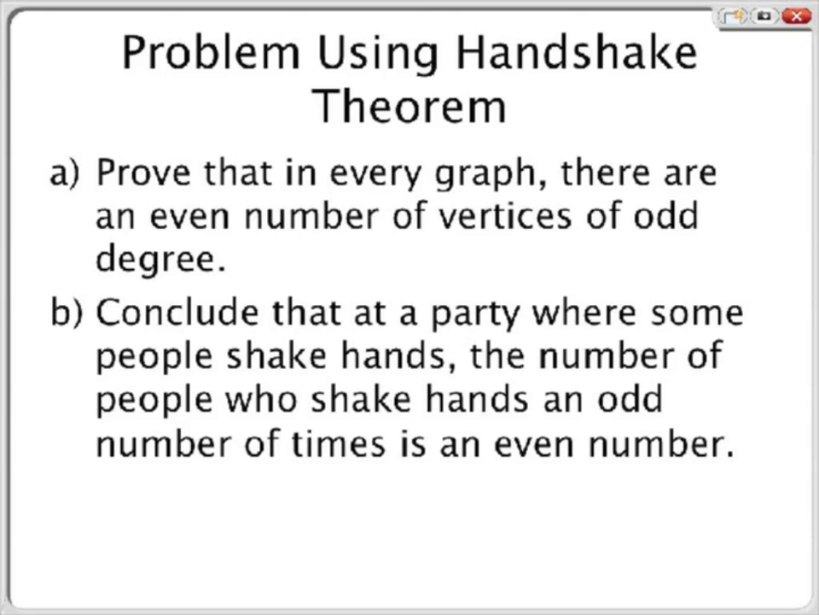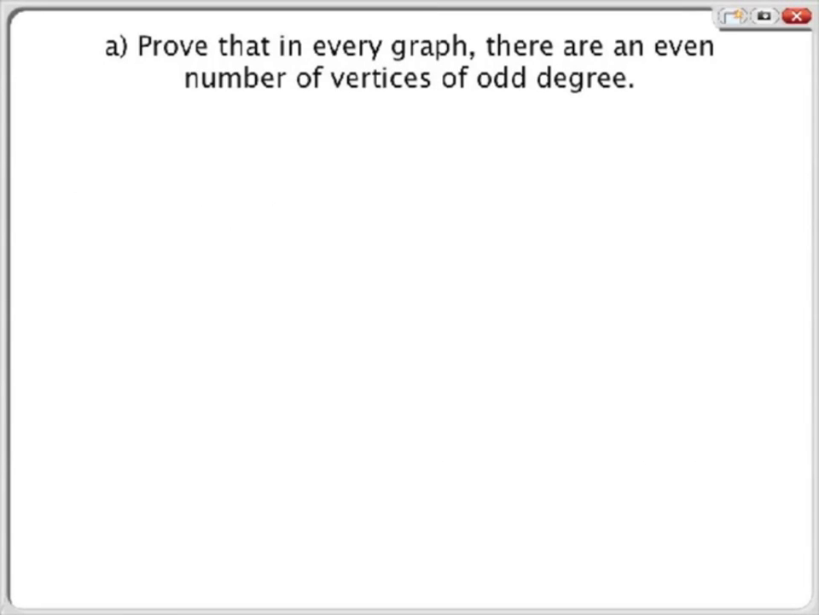We will now show an example problem using the Handshake theorem. It has 3 parts, A, B, and C, but we will first read off parts A and B and show the solution, and then go to part C afterwards. Part A, prove that in every graph there are an even number of vertices of odd degree. Part B, conclude that at a party where some people shake hands, the number of people who shake hands an odd number of times is an even number.